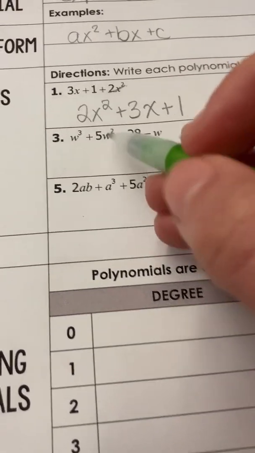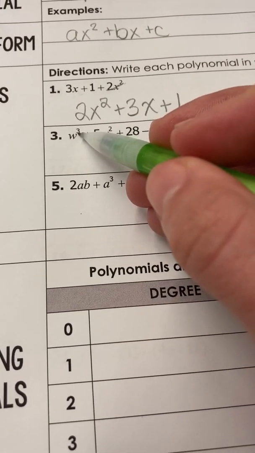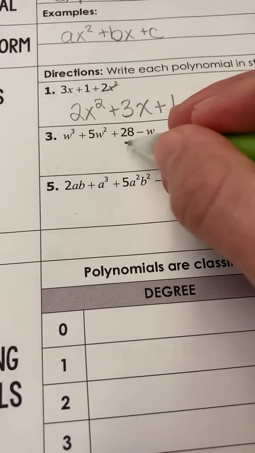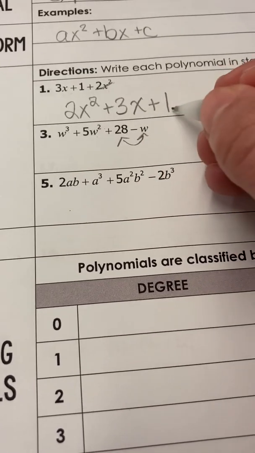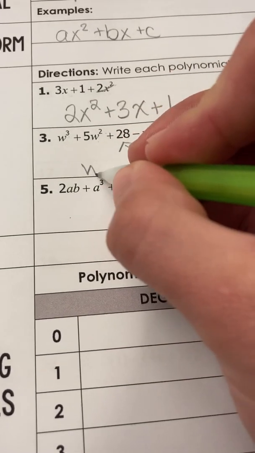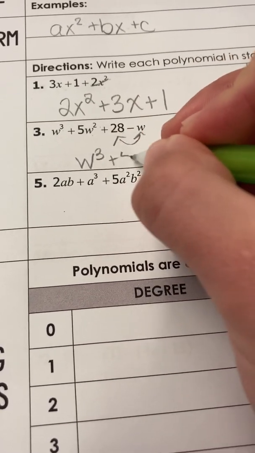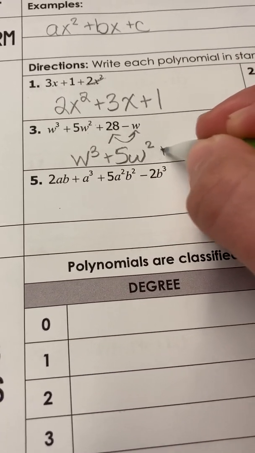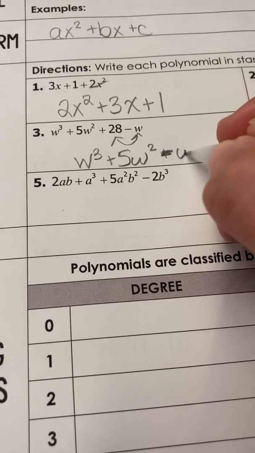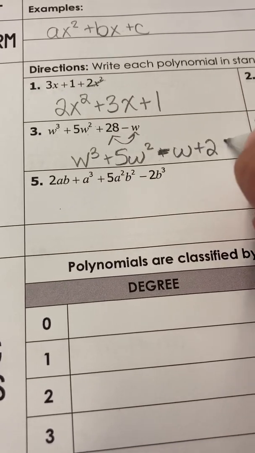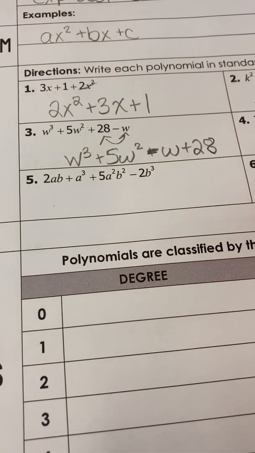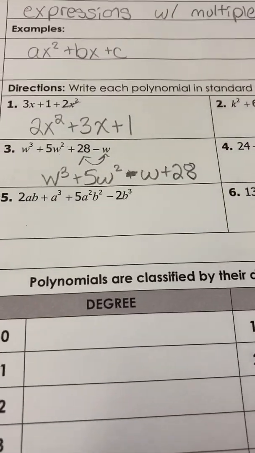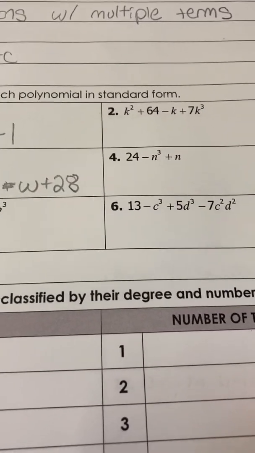Another example, this one actually looks pretty good so far. It's w to the third, w to the second. All we kind of have to do here is flip-flop these, so that way the constant number with no w's is last. Oops, this should be a minus w, sorry, plus 28. Okay, and ones like 5 and 6, we're not going to look at those for now. We're just going to look at the more basic ones.